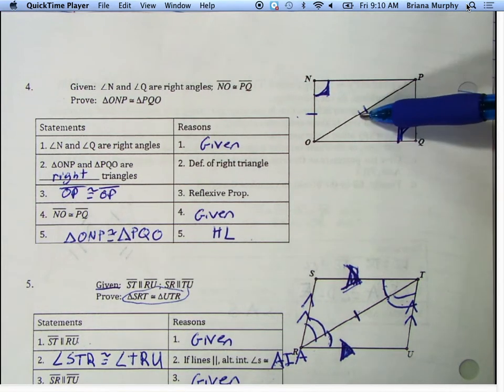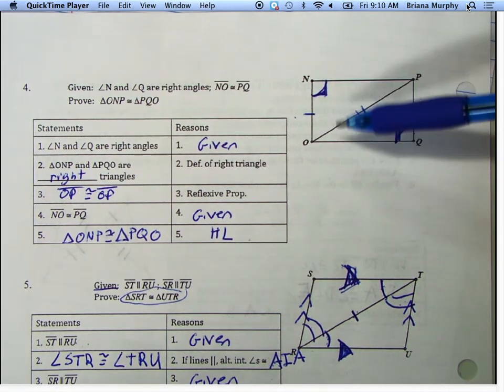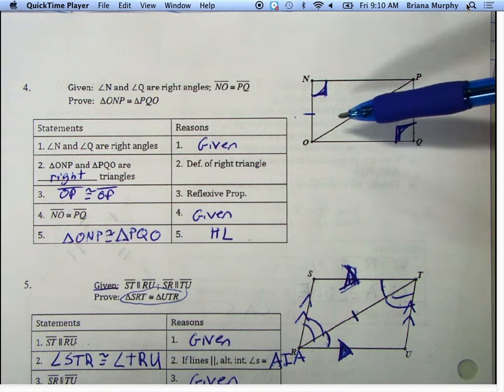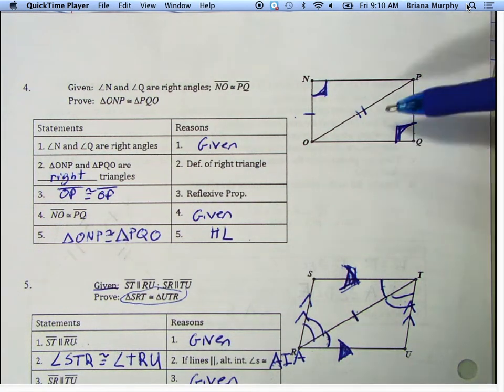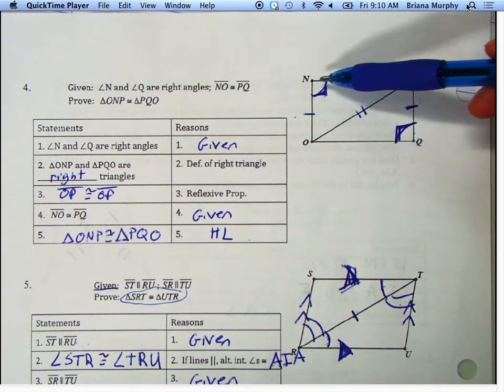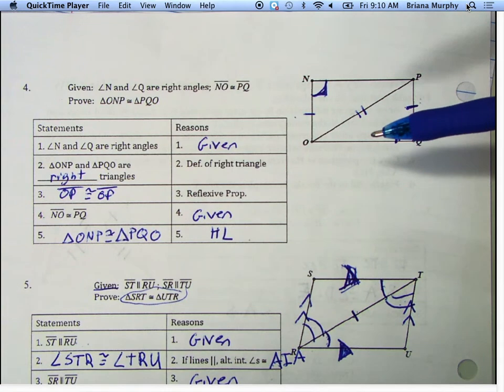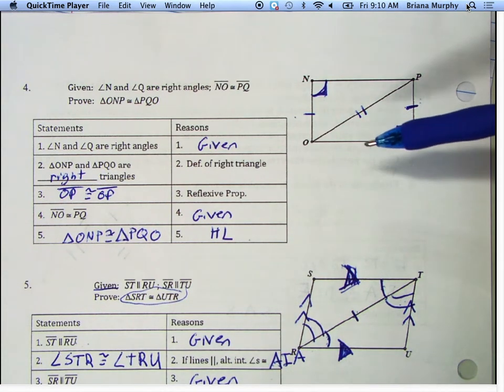They have the hypotenuse and a leg in a right triangle. I think the hypotenuse leg is the hardest one to remember, because you look at it and you're like, oh, it's side-side angle. Remember, side-side angle doesn't exist. But if it's a right triangle, you can use hypotenuse leg.